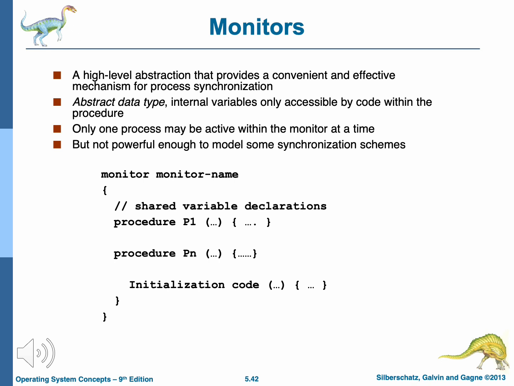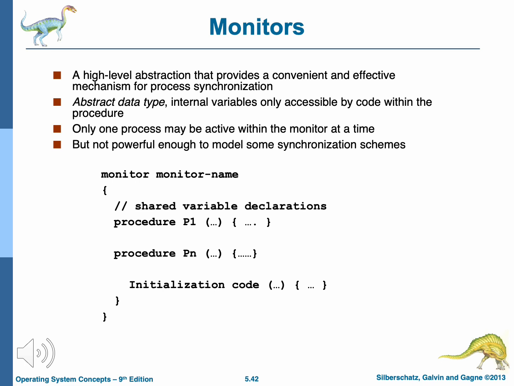The representation of a monitor type cannot be used directly by the various processes. Thus, a function defined within a monitor can access only those variables declared locally within the monitor and its formal parameters. Similarly, the local variables of a monitor can be accessed by only the local functions. The monitor construct ensures that only one process at a time is active within the monitor. Consequently, the programmer does not need to code this synchronization constraint explicitly.